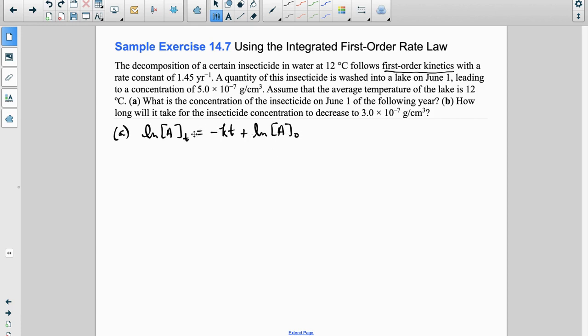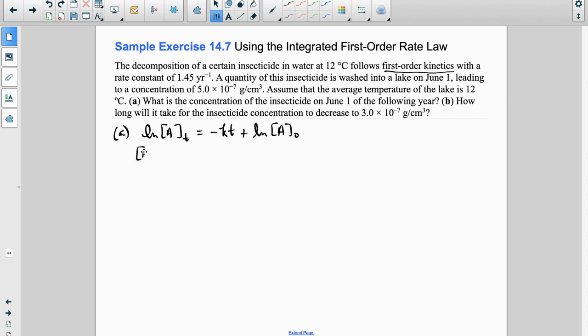And I know that I need to use this equation because they're talking about time. There's a rate constant here. There's some concentrations, but I don't see rates. So I know that I'm going to be using this first order integrated rate law to relate time to concentrations.